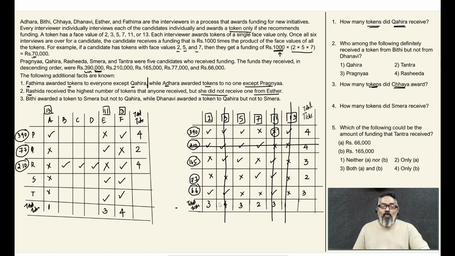Everything is almost done. It's going slowly but steadily. We are doing it very mechanically. We are not thinking. Why am I saying all this commentary? I don't know. B awarded token to S but not Q. B awarded token to S.